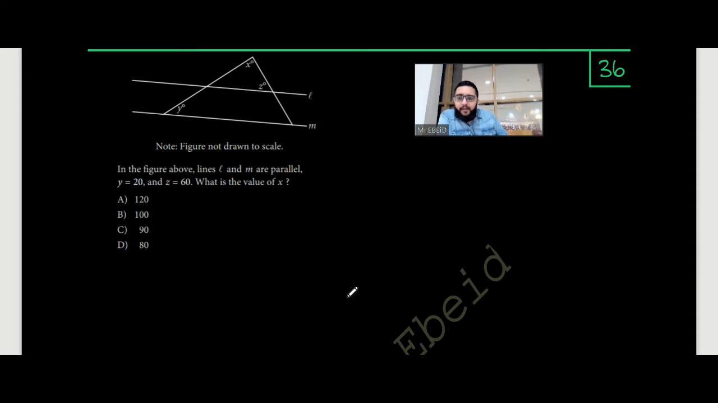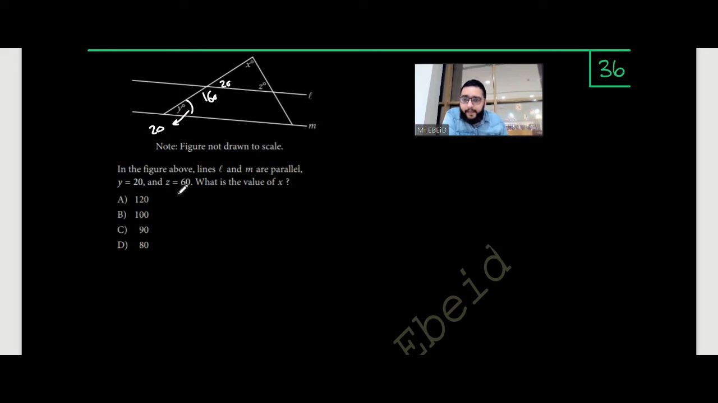In the figure above, line L and line M are parallel. Y equals 20. Where is Y? This Y, its measure equals 20. Before answering, this angle equals 20, so also this one equals 20. We have to draw a line, so this measure equals 160.